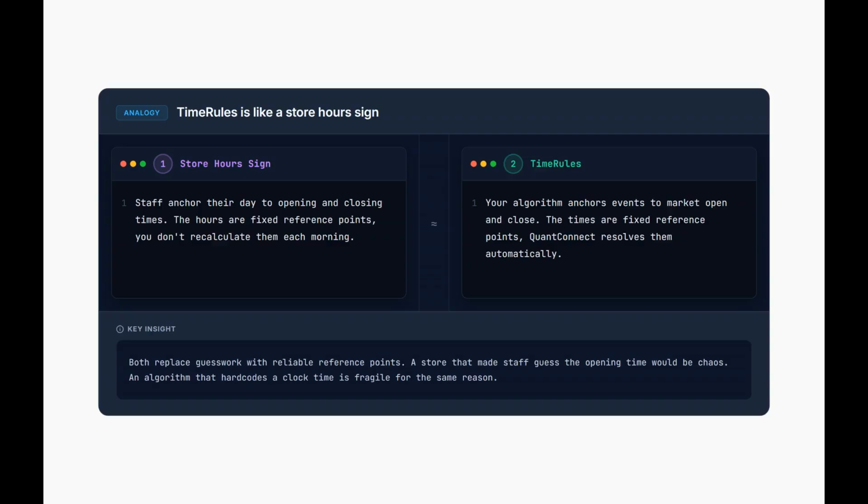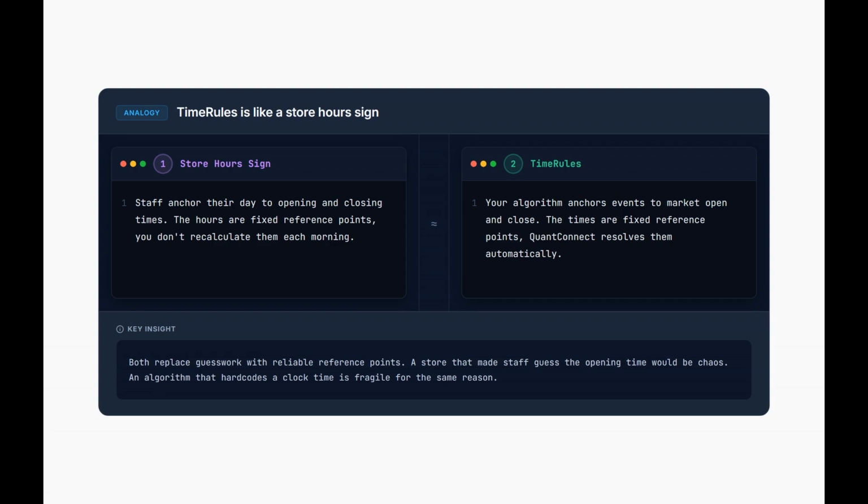Here's a simple analogy to explain it better. On the left, we have the store hours sign. On the right, TimeRules. Imagine a store that opens at 9 a.m. and closes at 6 p.m. Staff don't decide those times each morning. The hours are set in advance and everyone works around them. You know exactly when to show up and when to wrap up. The store hours sign here says, anchor your actions to known, fixed points in the day.